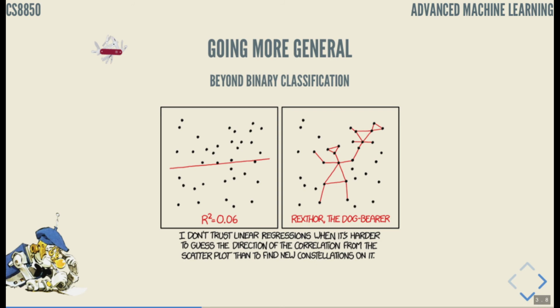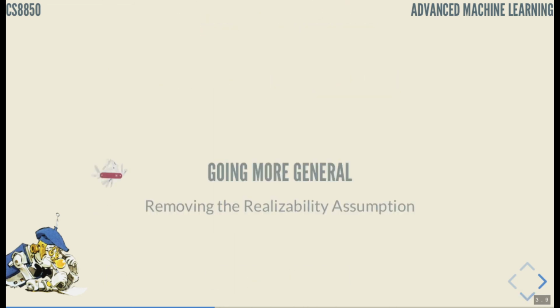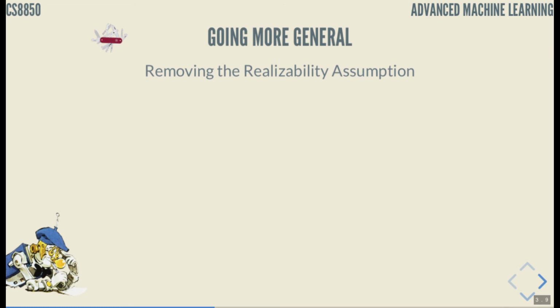That we are interested in machine learning and in natural sciences, and we'll talk about it in a little more detail later. So, to go more general, we need to remove the generalizability assumption.